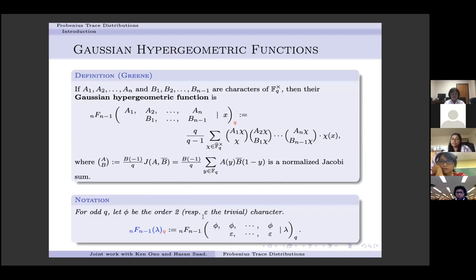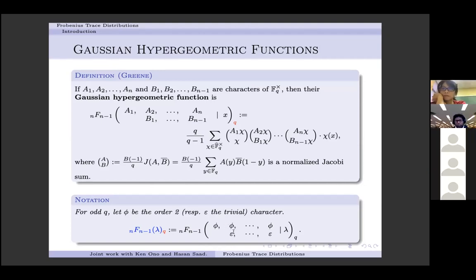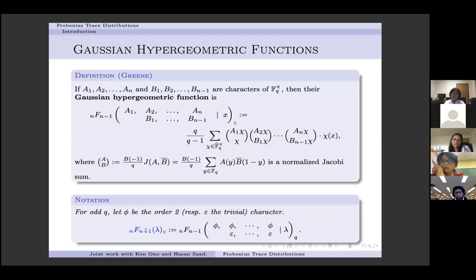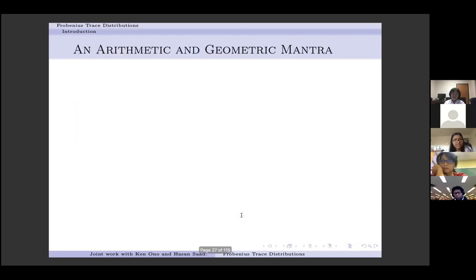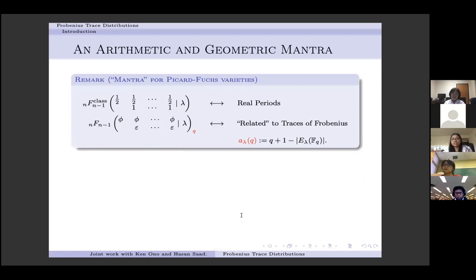One of the simplest hypergeometric functions, in some way we can say this function is the simplest, because it involves only the trivial and the quadratic characters. If we have this hypergeometric function with n quadratic characters and n minus 1 trivial characters, then we use the notation nFn-1(lambda) to denote this function. Now this is a mantra, called the arithmetic and geometric mantra. Whenever we have the real period given by this classical hypergeometric function, we could ask what is its finite field analog. That is, if we replace the numbers 1/2 and 1 in the finite field setting by the quadratic and trivial characters, then what could be their finite field analog associated with the elliptic curves.